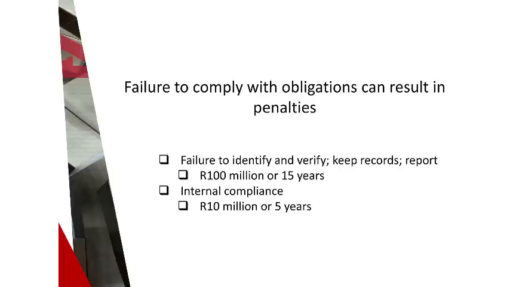Okay, so what are the consequences of not complying with FICA? So the failure to identify or verify your client, failure to keep records or to report suspicious transactions, you can be fined up to 100 million Rand or go to prison for 15 years. Then also failure to comply with your FICA internally, and I think this is more relevant to the smaller estate agencies, is a 10 million Rand fine. Still lots, or 5 years imprisonment.